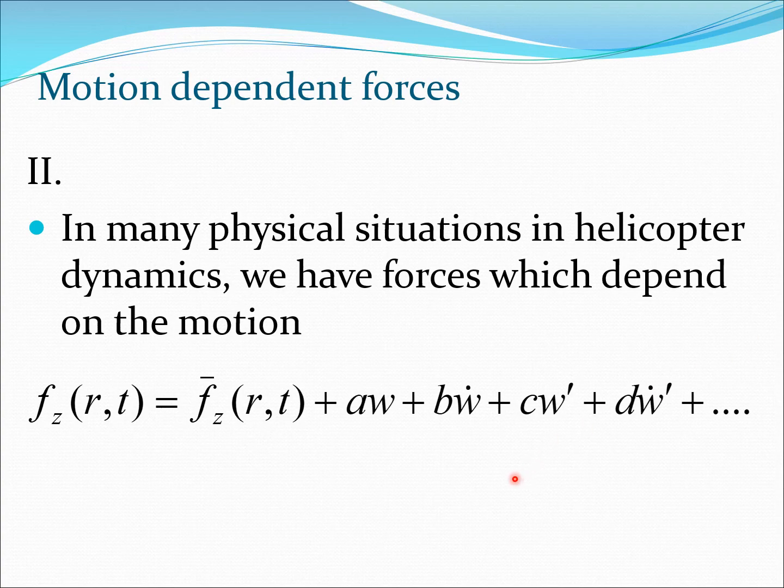Now, the complicated case comes when you have motion dependent forces, which often happens in helicopter dynamics. So in that case, the right hand side Fz has a term which is just dependent on RT, but it also has terms which are dependent on the motion, that is W, W dot, W dash, W dot dash, and so on. And this essentially happens because of the coupling between a highly flexible elastic blade and the aerodynamic forces.